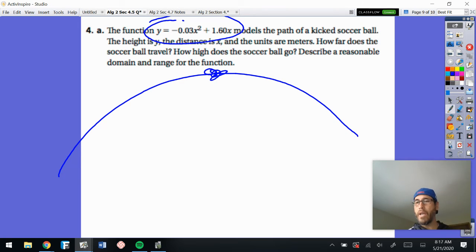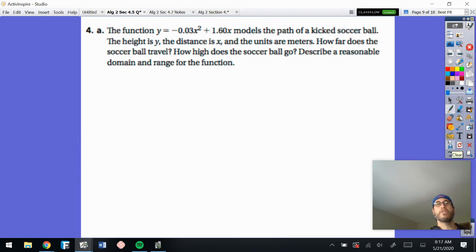And it says to describe a possible domain and range for this. Well, hopefully you know the domain. The domain is the x's, how far this guy could go, which would be from like 0 meters all the way to maybe 100 meters or something like that. Could go on forever. And same thing with the height. The height would probably start at 0, right? Because it starts on the ground.